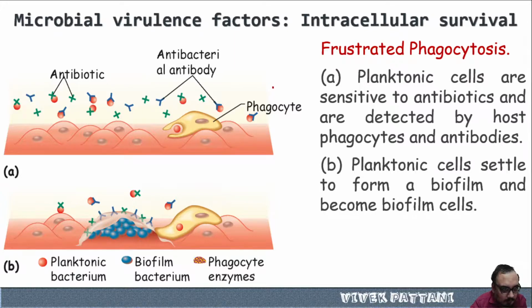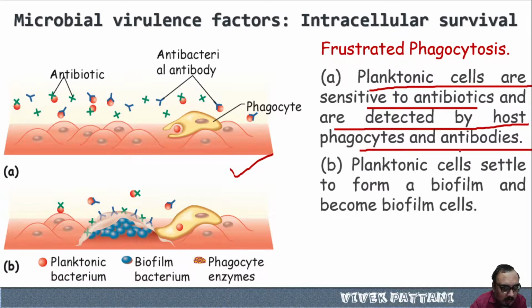These are some of the examples of frustrated phagocytosis, where phagocytosis is not able to move forward. In the first case, planktonic cells are sensitive to antibiotics and are detected by the host phagocytes and the antibodies. Here you can see where a detection occurs, and antibacterial antibodies are also present.